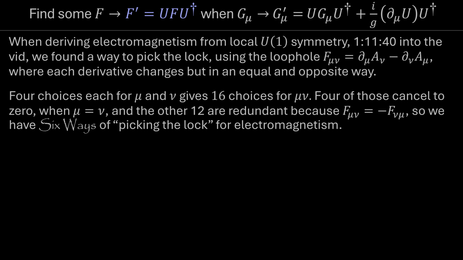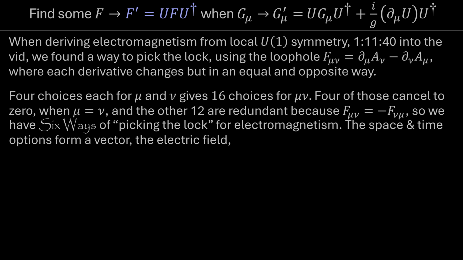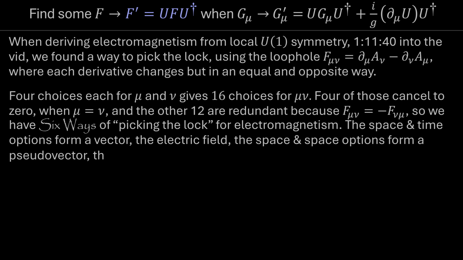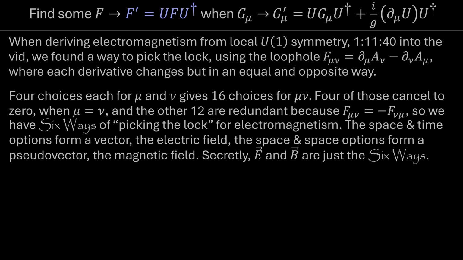And those 6 ways are not just math, they're physics, and they're actually physics that everyone knows and loves because the 3 ways that include space and time, those are the components of the electric field. And the 3 ways that are based on space and space, those are the components of the magnetic field. So then we see that the electric field and the magnetic field are nothing more than the 6 ways. So what a beautiful story that is for electromagnetism.